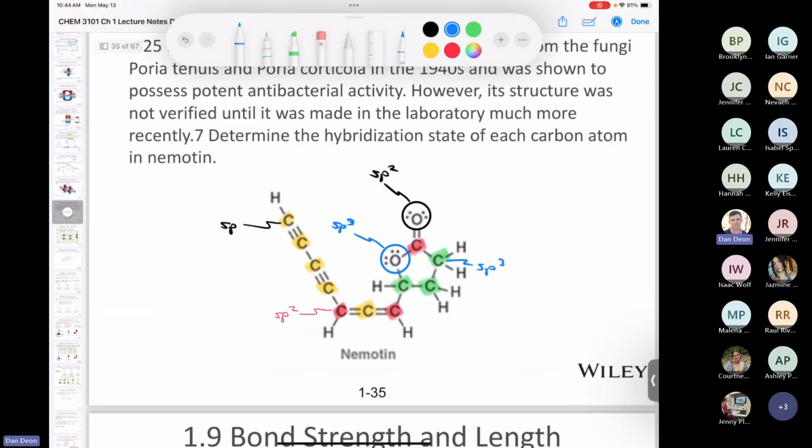So to review for the 3rd time, if you have a triple bond, that counts as a steric number of 1. A double bond counts as 1. A single bond counts as 1. A lone pair counts as 1. And an unpaired electron, they all count as 1.